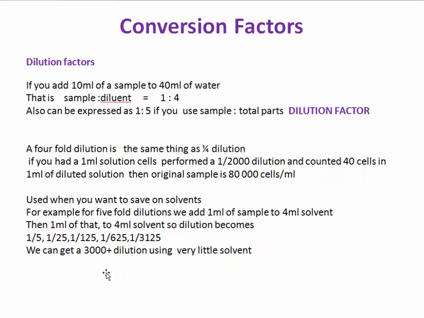So this is like a serial dilution. In this case, we'd have to use a lot of solvent if we wanted to make this 1 to 3,125 dilution in one step. Because we're doing these serial dilutions, we use very little solvent.